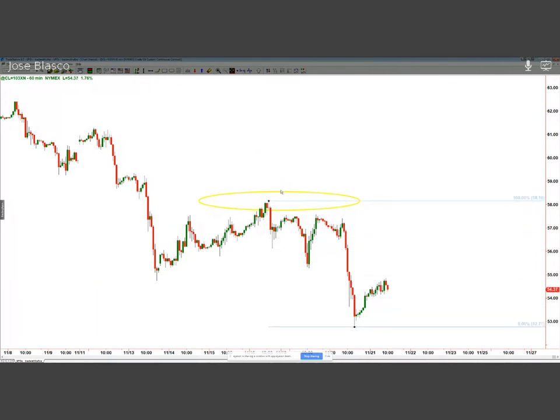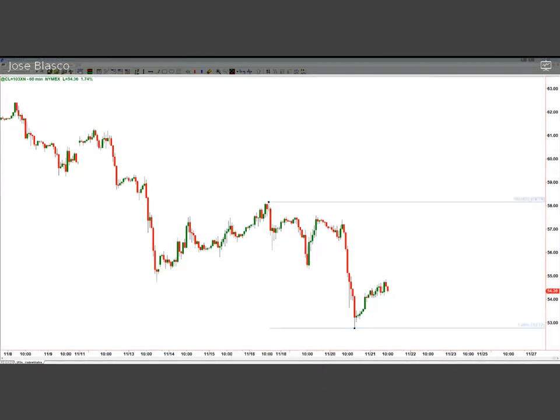Okay. So now I'm going to remove the yellow circle. The only reason why I use the yellow circle is to identify a very obvious, significant turning point to draw the beginning part of my fib to the ending part of the fib.